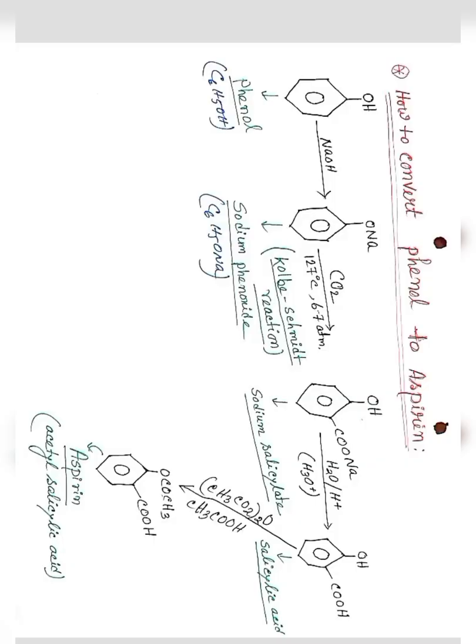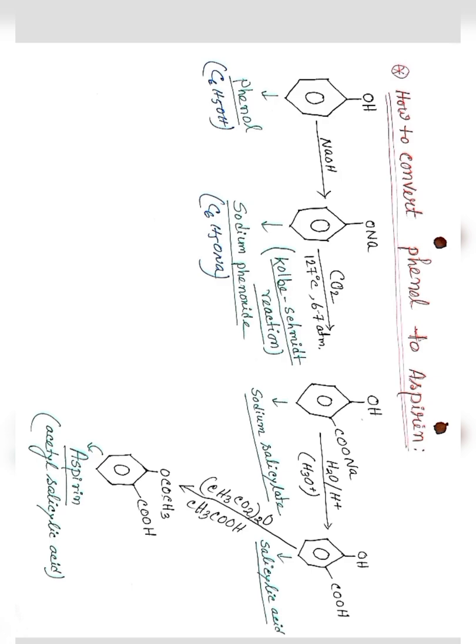How to convert phenol to aspirin? Phenol, with the chemical formula C6H5OH, reacts with sodium hydroxide to form sodium phenoxide. Sodium phenoxide reacts with carbon dioxide at 127 degrees centigrade and 6 to 7 atmospheric pressure.